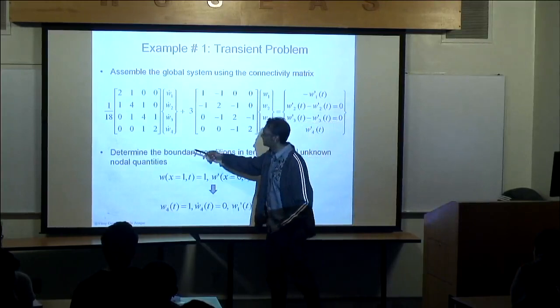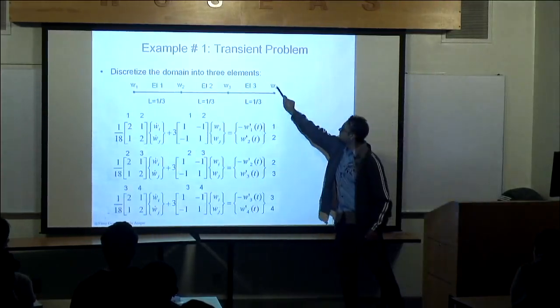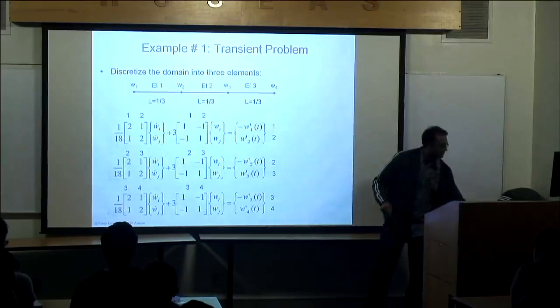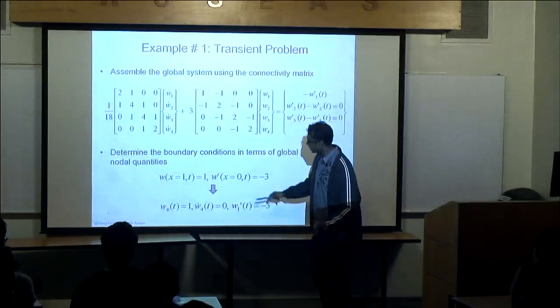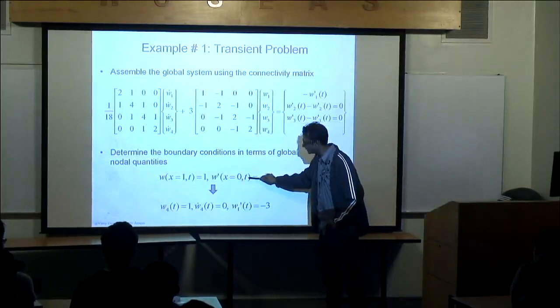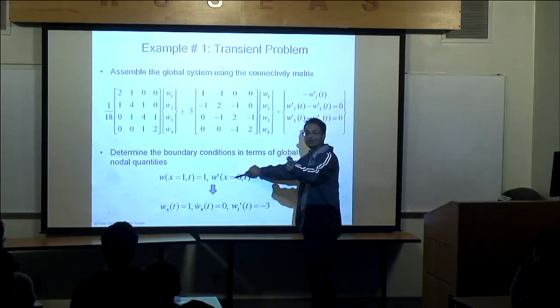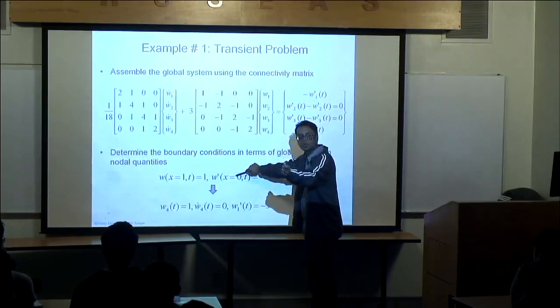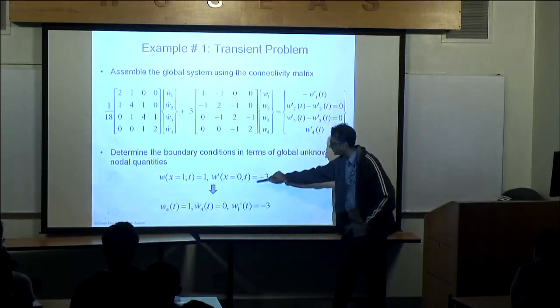So x equals 1 is at the right-hand side, at this boundary. So that's W4, and what we're saying is that W4 at any point in time is 1. We're also saying that W prime at x equals 0, where my node number was 1, so W1 prime at any time is minus 3. That's what we're saying there.